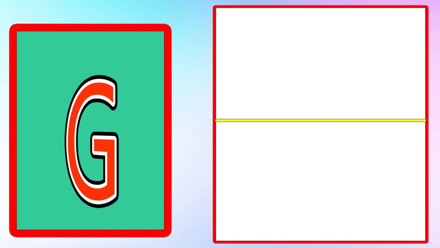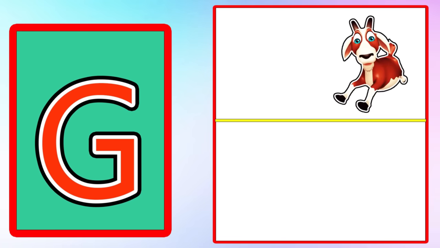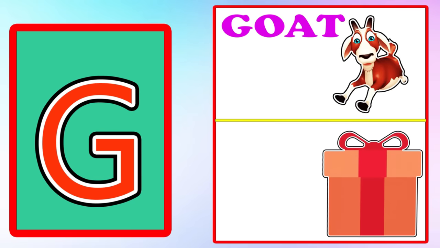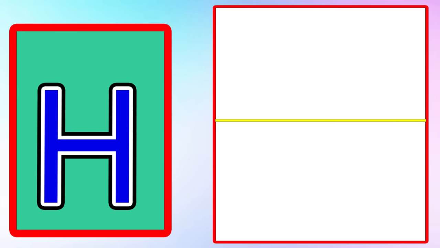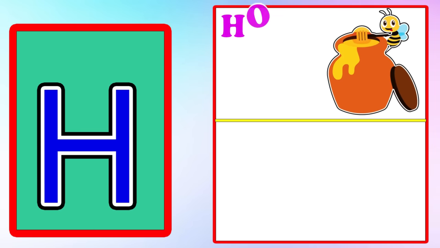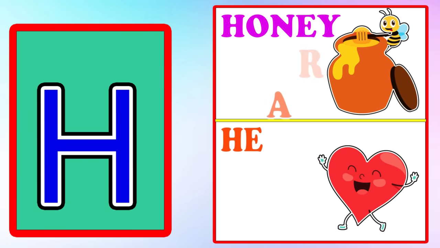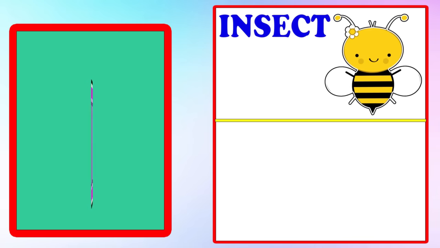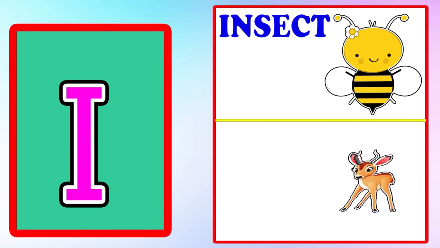G. G for goat. G for gift. H. H for honey. H for heart. I. I for insect. I for impala.